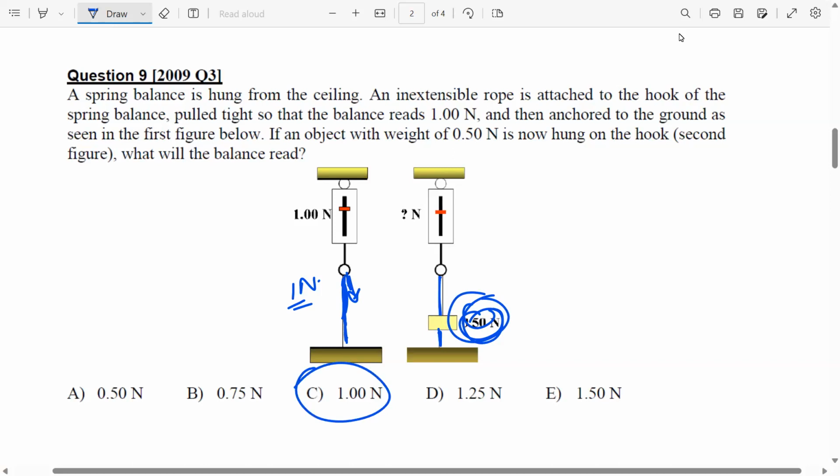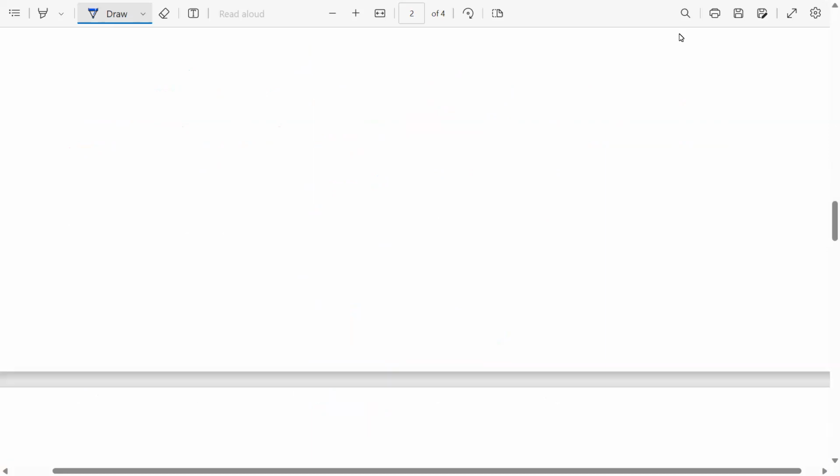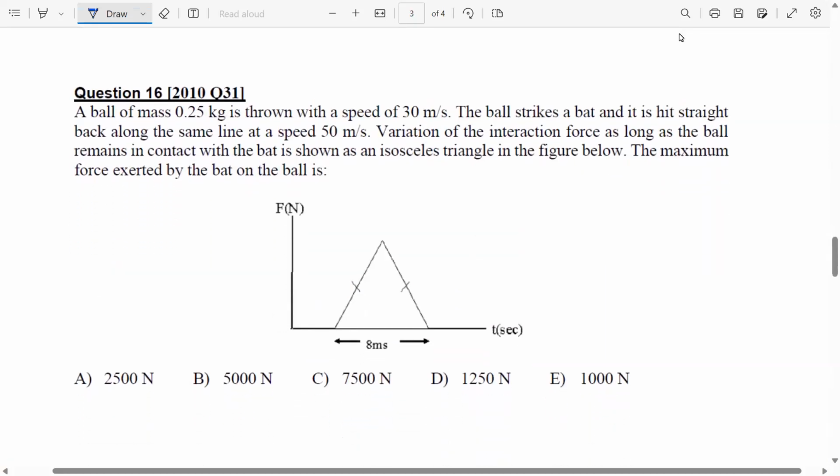Okay, so that's the second question. Third question. 2010, question 31. A ball of mass 0.25 kg is thrown with a speed of 30 meters per second. It strikes a bat and is hit back along the same line at a speed of 50 meters per second.